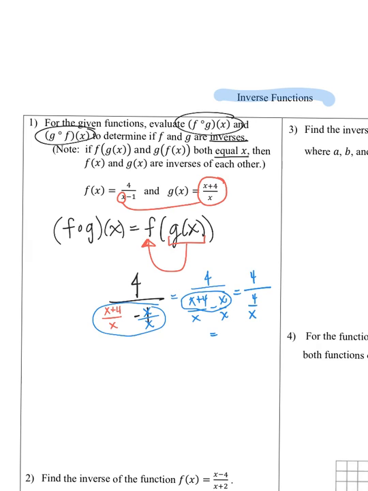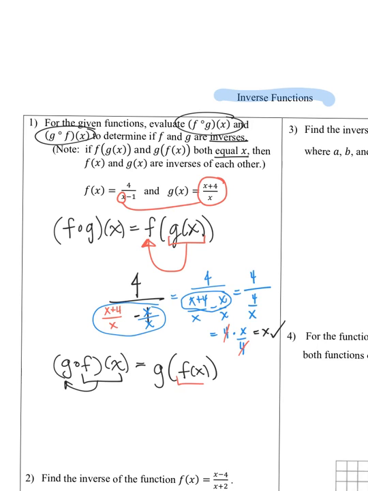But then anytime that you divide fractions, that's actually multiplying by the reciprocal. And so when we do that, the 4's will cancel out and we'll just be left with x. So we showed one direction. So now we show the other direction, g composed with f of x, which means we're going to look at plugging, not f, we're going to look at plugging the function f into g. So that would look like g of f of x.